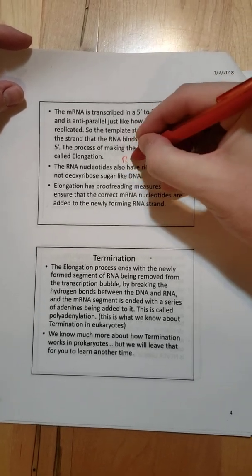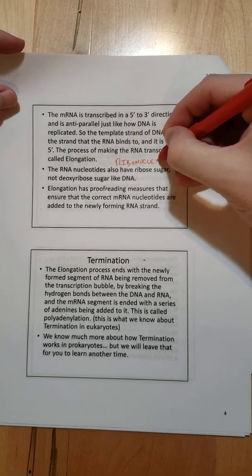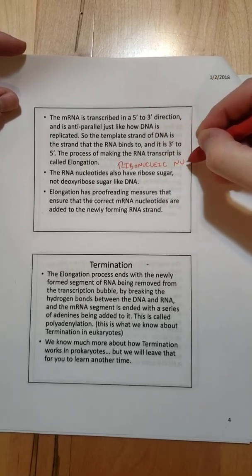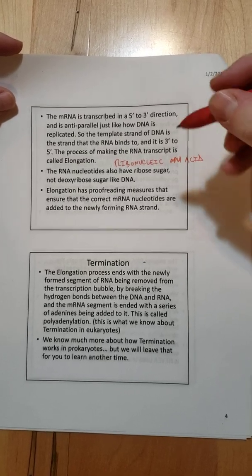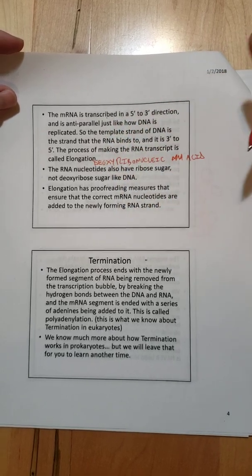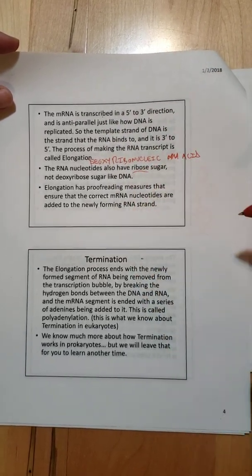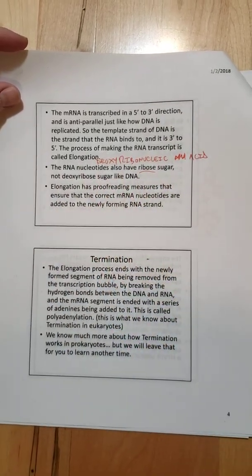RNA is ribonucleic acid. Sorry. Where DNA would be deoxyribonucleic acid. And the reason for that is it has ribose sugar, RNA does, instead of deoxyribose sugar, which DNA has.